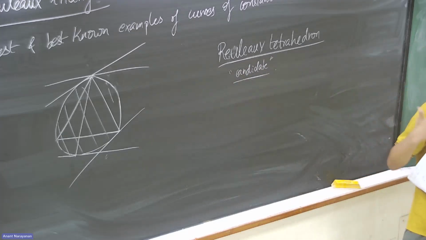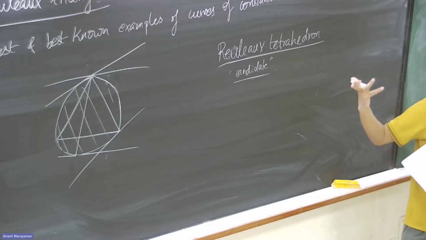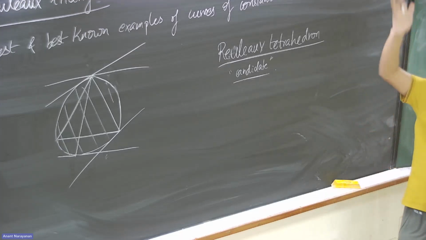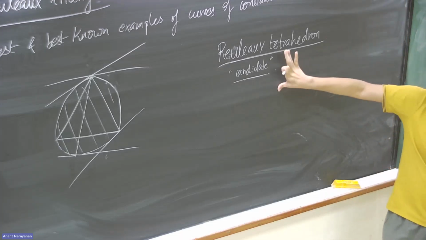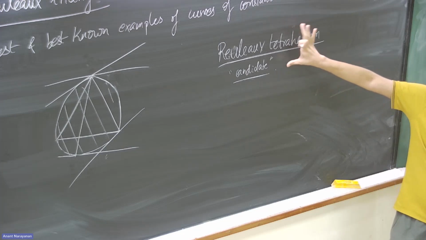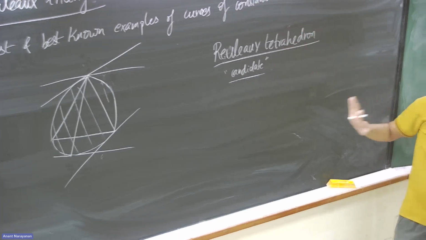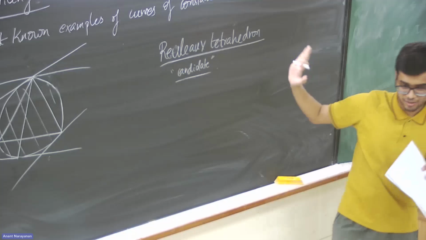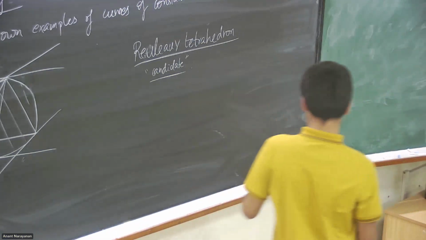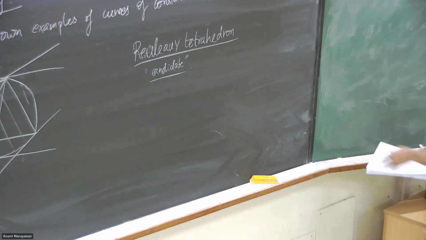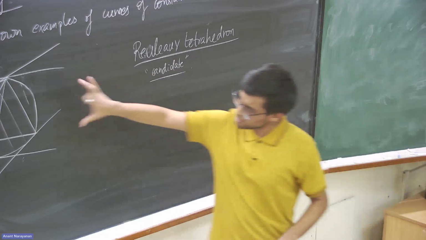I'll tell you, but I'll give you a spoiler: there are many bodies of constant width in higher dimensions. There are very general constructions. But for now, I would like to think of this object and we'll just treat it as a candidate. I won't really tell you if this is one or not. We'll keep that for later. So now, there's one more thing over here.